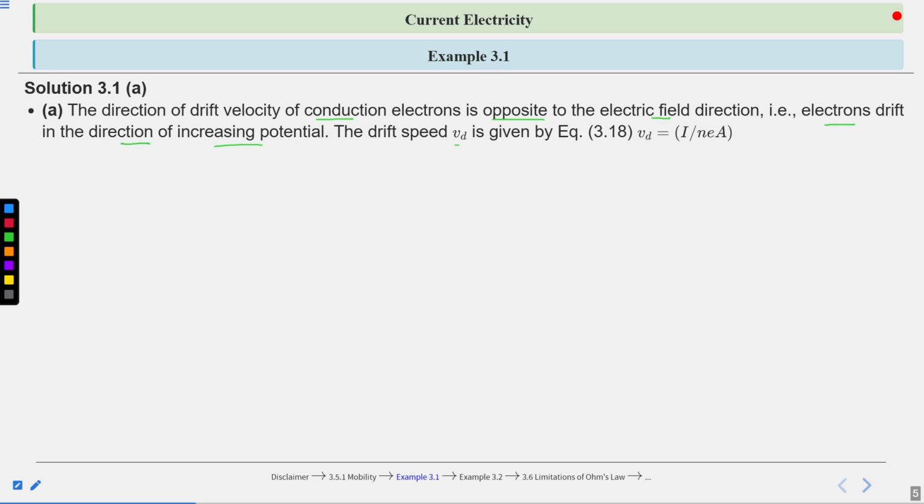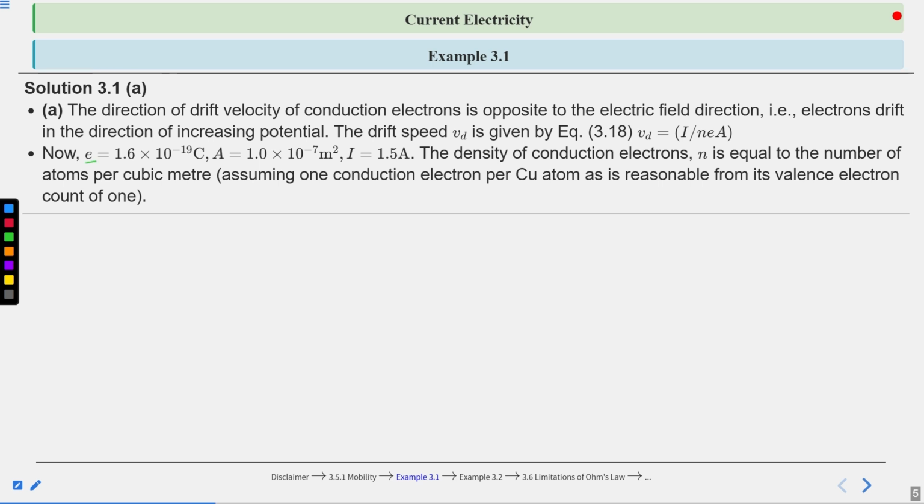The drift speed Vd is given by equation 3.18. In yesterday's lecture, we derived the expression for drift velocity. That was Vd equal to minus E tau upon m. After that we derived the relation between the drift velocity and current. This relation is marked as equation 3.18. According to that, Vd is given by I upon neA because I is given by neA Vd. So Vd is given by I upon neA.